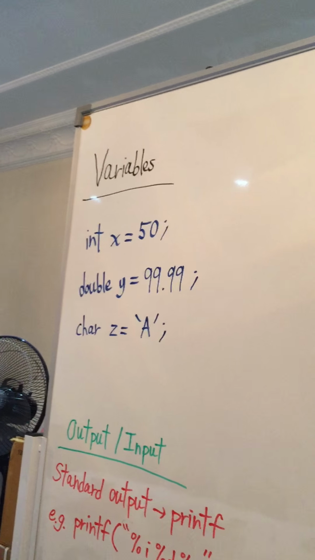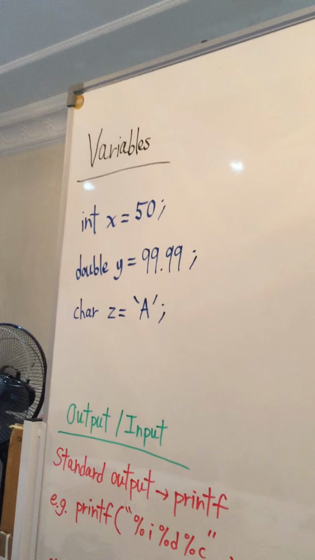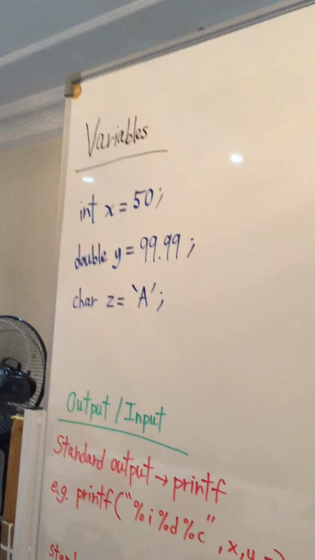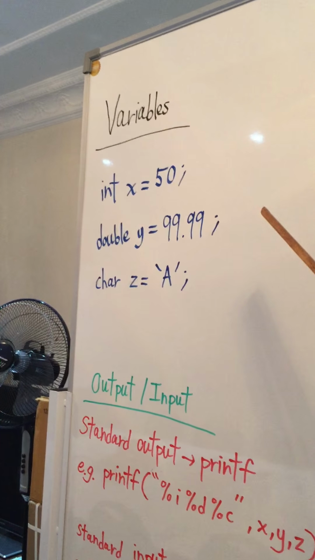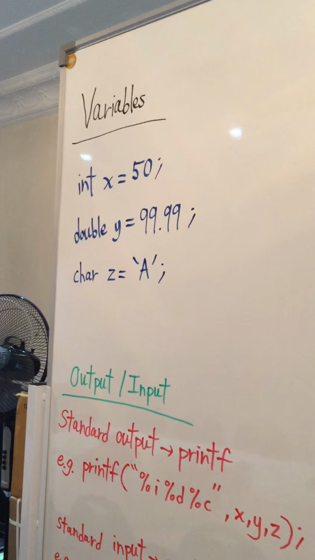There are three types of variables that you should know about. The first is integer, or int. You use this variable to store whole numbers, or any type of number that is not negative or does not contain a decimal point. The second variable that you should know about is double, or alternatively float.